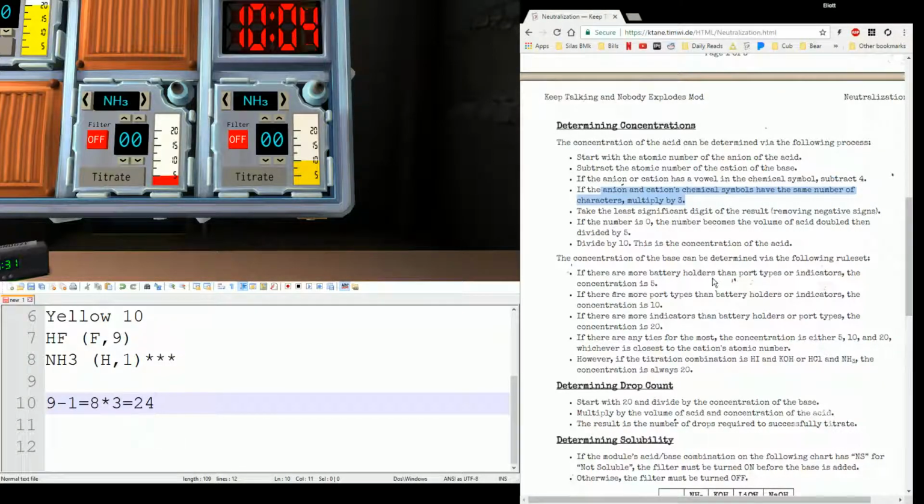That comes to 24. We take the least significant digit, removing negatives, so that's going to become 4. If the number is 0, we don't have to worry about that rule right now. Otherwise, divide by 10, that gives you your concentration. So we divide by 10, and it gives us 0.4.